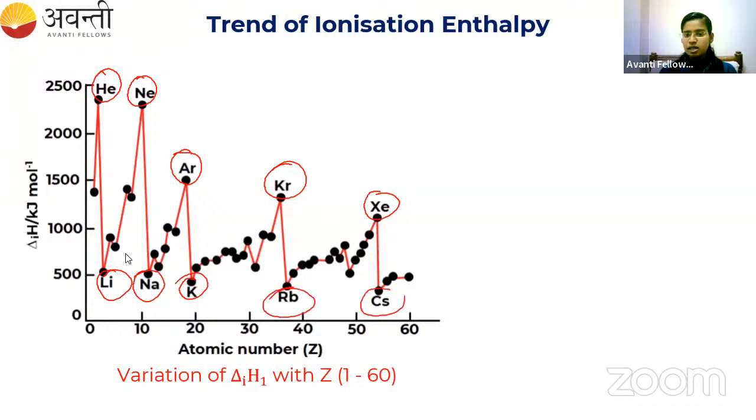Can you tell me the maximas are occupied by which group? We have 18 groups in the periodic table, right? Helium, neon, argon, krypton, and xenon. These elements belong to which group in the periodic table? Very good. Group number 18, which are called noble gases. So the maximas are at the noble gases. It means that for a particular period, the noble gas has the highest ionization energy.